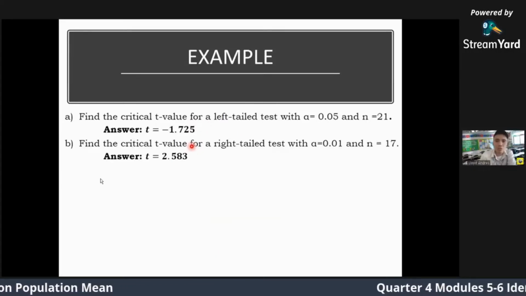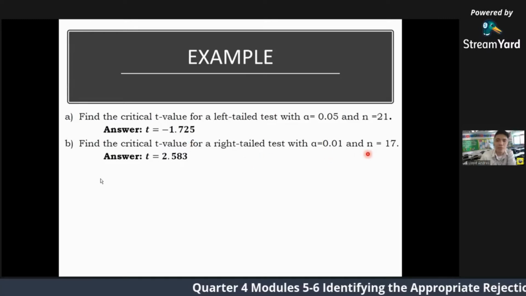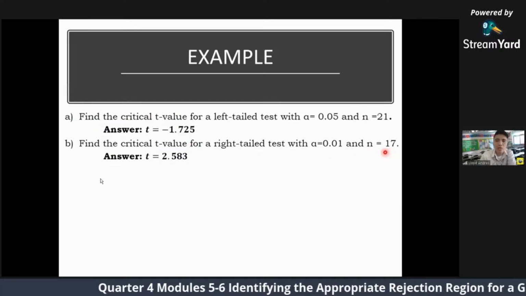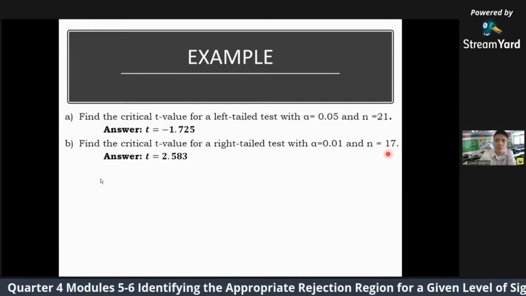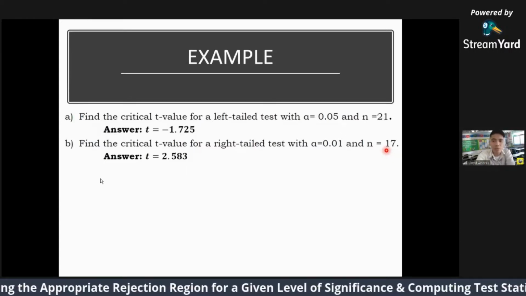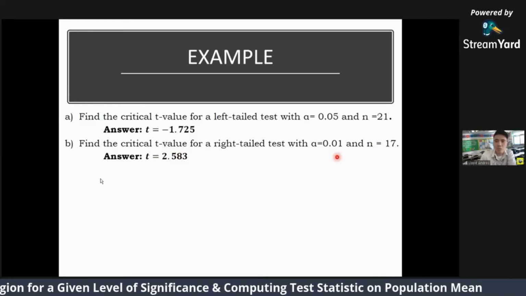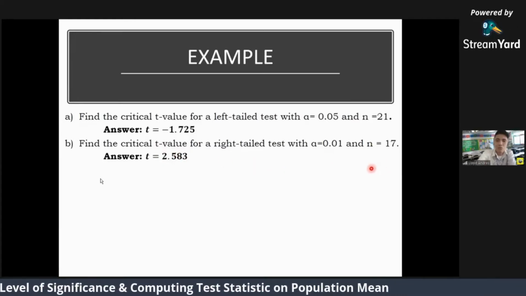Next, what about right-tailed nga 0.01, tapos n nimo is 17. So, n na to is 17, therefore, degree of freedom is 16. So, right-tailed man siya, so one-tail ta. One-tail ta kay 0.01, tapos 16 ang df. So, ito ta sa table.